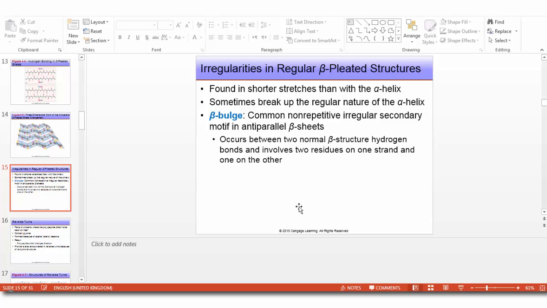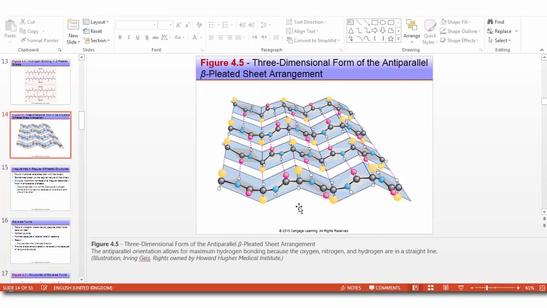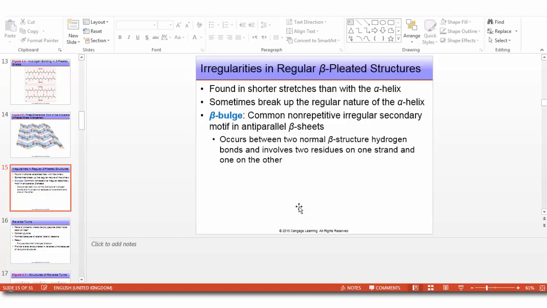So we have irregularity in alpha helix and irregularity in beta pleated sheet. So in alpha helix, the example is called the 3-10 helix. We know that there are 3.6 amino acid residues per turn, but when it is 3 amino acid residues per turn, this is an irregularity. This is in alpha helix.